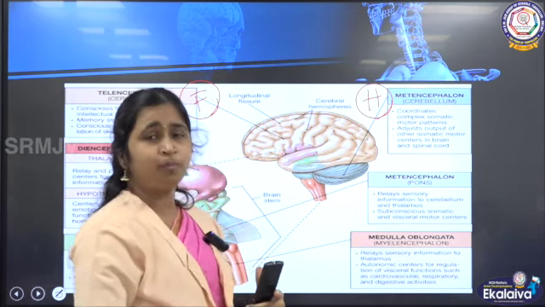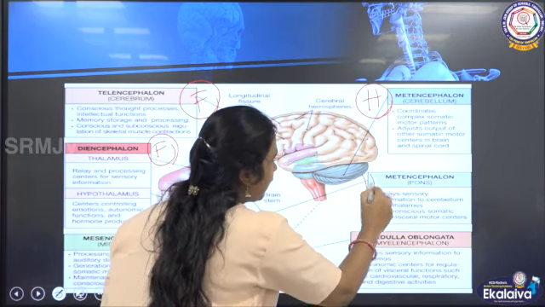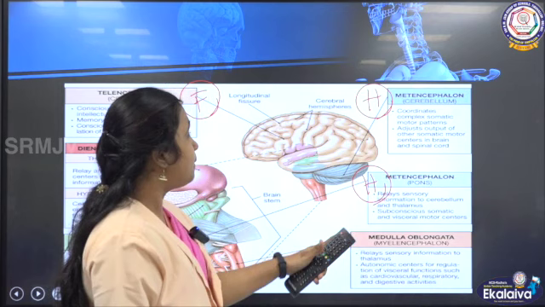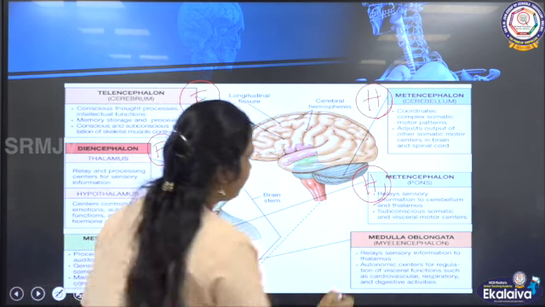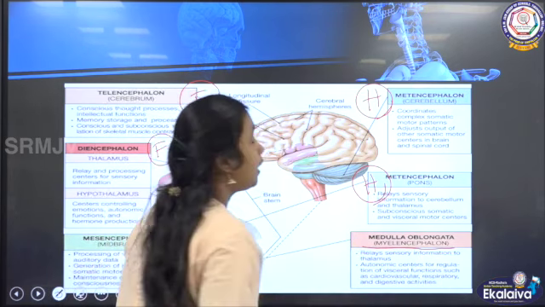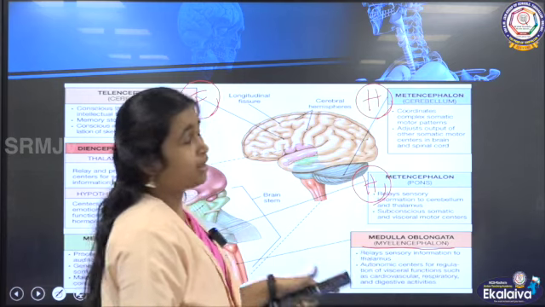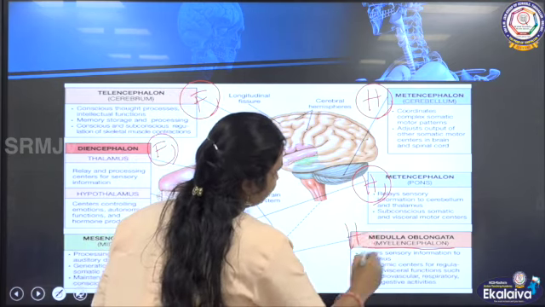Then pons, where is the pons? Again, it is a part of the hindbrain. Then myelencephalon, it's a new term, make a note. Myelencephalon, where is it? Medulla oblongata. It's also a part of the hindbrain.